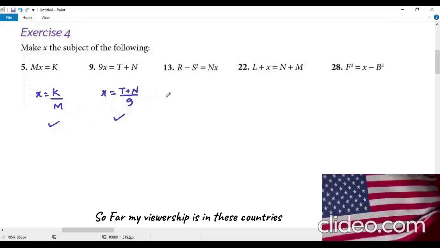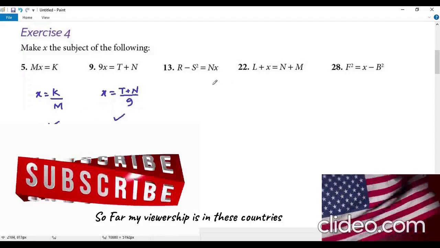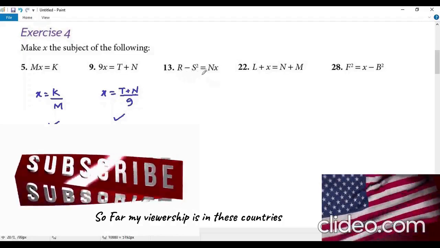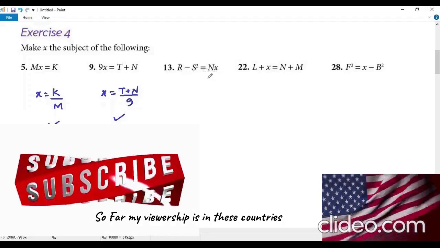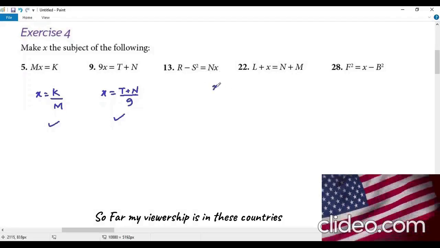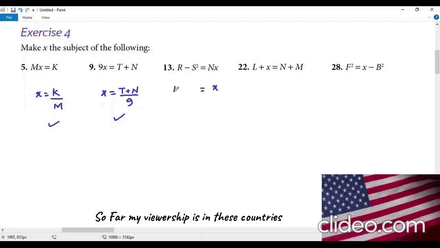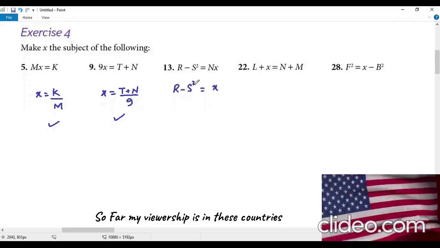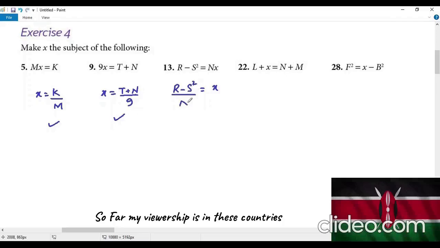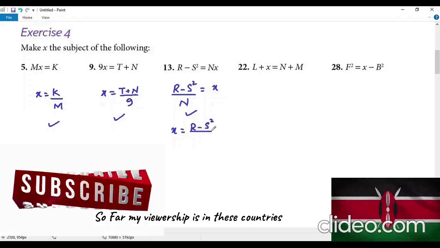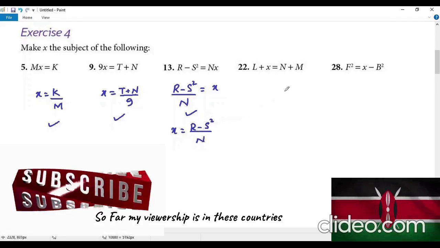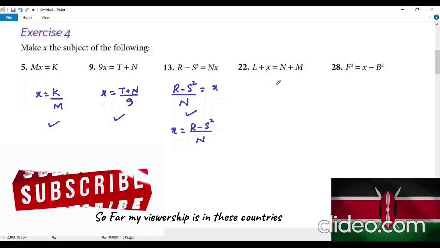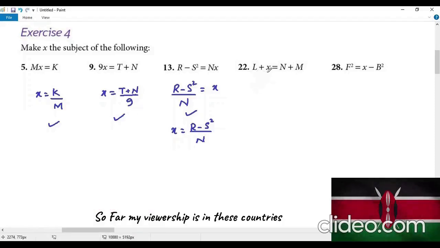Now here it says r minus s square equals nx, that means n is multiplying by x, so x will stay here, and it is r minus s square over n. This is going to be the final answer and you'll get full marks. Or you can write it the other way around, x equals r minus s square n over n, both are the same thing.